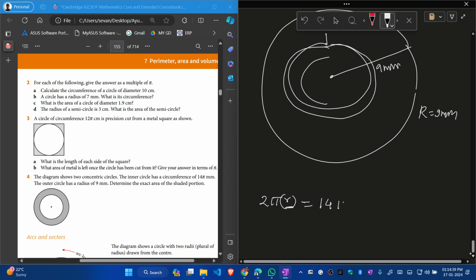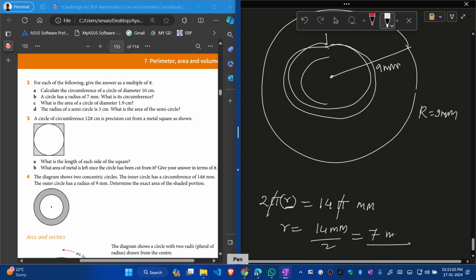I have a doubt. Do we calculate from the inner circle to the outer circle, or just from the edge of the outer circle? Yes, we will calculate from the inner circle. So the pi will cancel, and you find r: it will be 14 mm over 2, so it is 7 millimeters. The smaller radius is 7 mm.